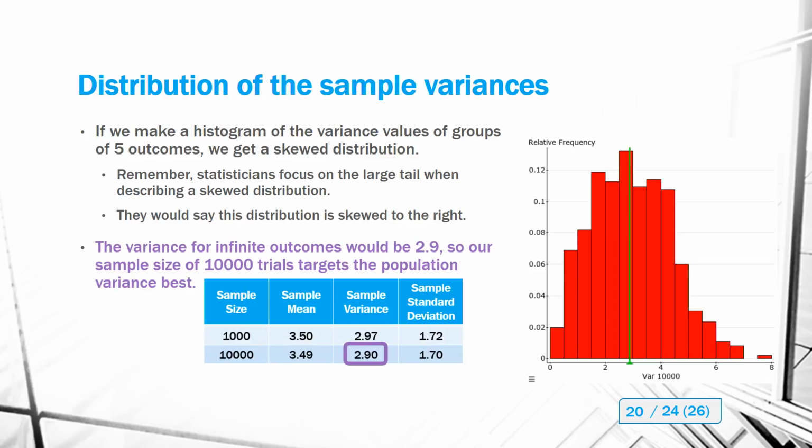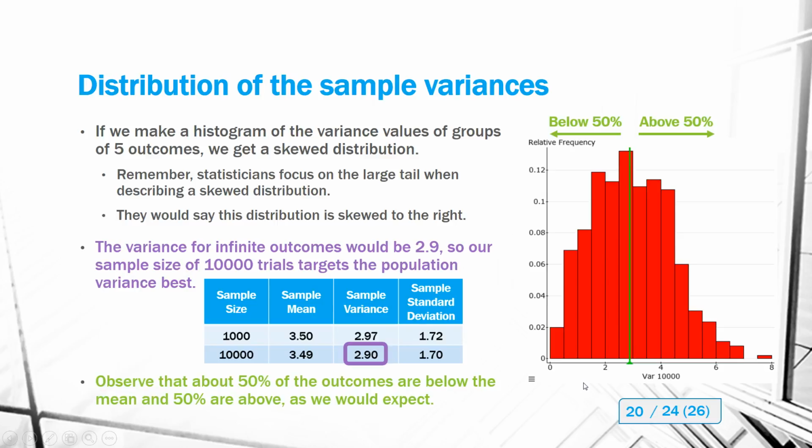The variance for infinite outcomes would be 2.9. So we need to actually go up to 10,000 trials before we start targeting the population variance with the sample variance. If we stop at 100, we've already reached our target for the sample mean, but we're not quite there with the sample variance. We're actually overshooting a little bit, and that's okay. As you get closer and closer to the expected value, you're going to go up and down, up and down, up and down. But we actually do need the 10,000 trials before we get to where the sample variance is going to be targeted with the sample.